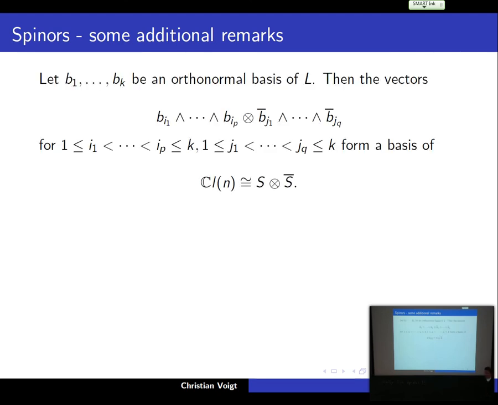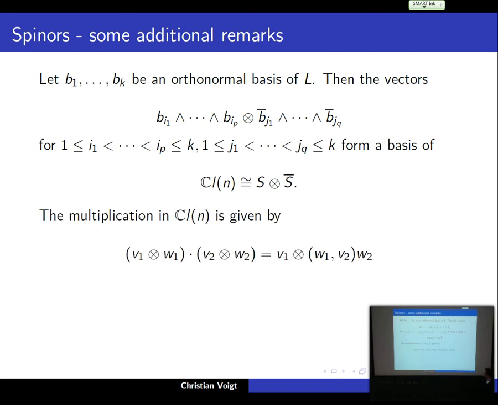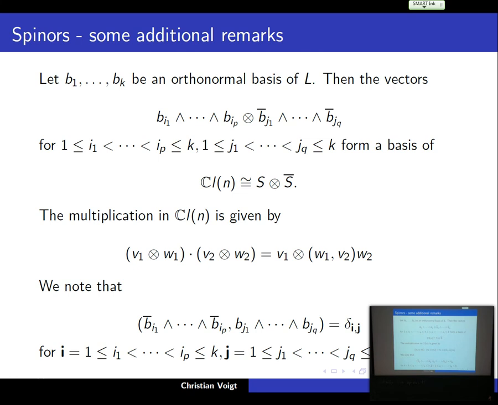Okay, more remarks. If you fix an orthonormal basis of your polarized space L, then you also get a nice orthonormal basis of the Clifford algebra, just basically taking wedges of the basis vectors, and similarly so for S and S bar. And using this, you can write the multiplication in a very simple way. And this all follows immediately, by construction, basically. Okay.